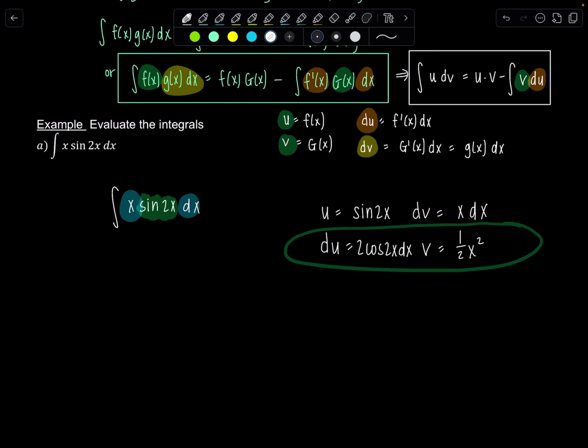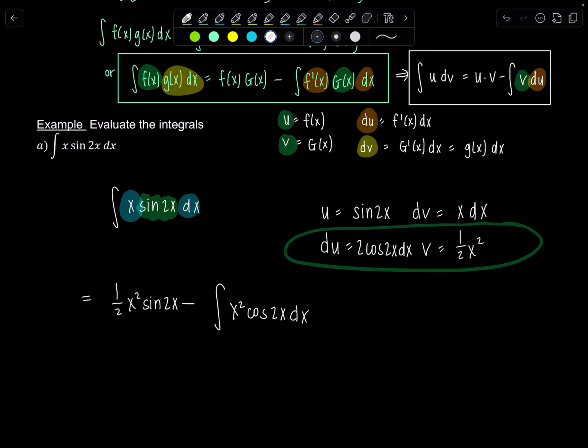Now, from our by parts formula, this is going to be u times v. So we would have 1/2 x squared sine 2x minus the integral of v times du, this product here. The 2 and the 1/2 are going to cancel, and then I have x squared cosine 2x dx.